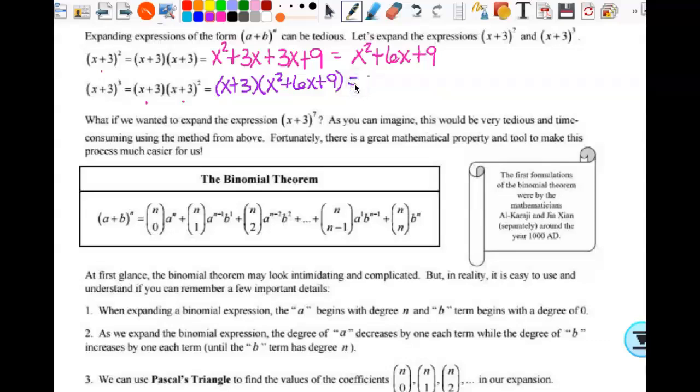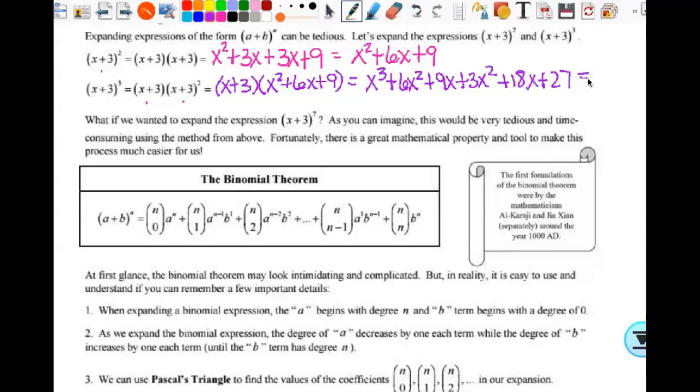So x times x squared is x cubed. x times 6x, 6x squared. x times 9, 9x. Then I do the same thing with the 3. 3 times x squared, 3x squared. 3 times 6x, 18x. 3 times 9, 27. Right? Totally doable.